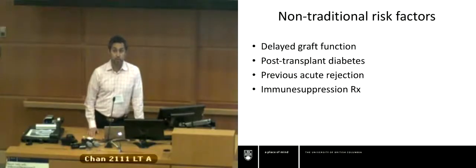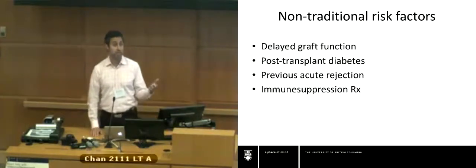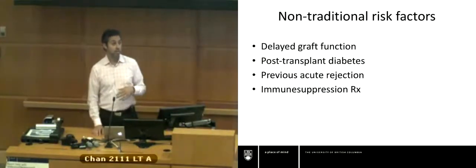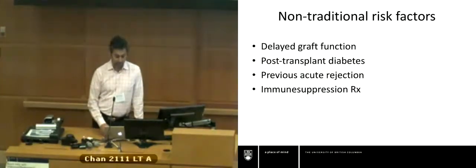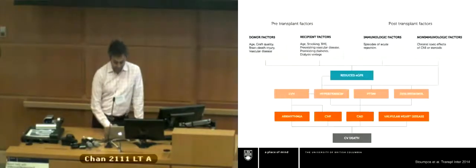And when you go further into the non-traditional risk factors in the transplanted patients, and this is applicable to all the organs, including patients with heart transplantation, if you have delayed graft function, post-transplant diabetes, previous acute rejections, and some of the immune suppression medications that we use can worsen the cardiometabolic risk factors and cause premature coronary disease and cardiovascular events.